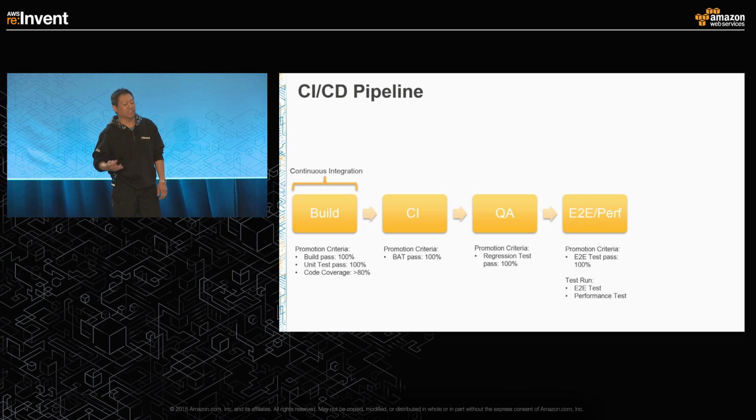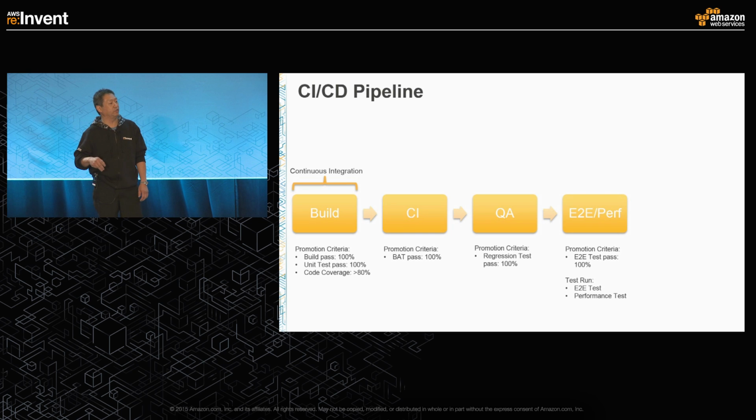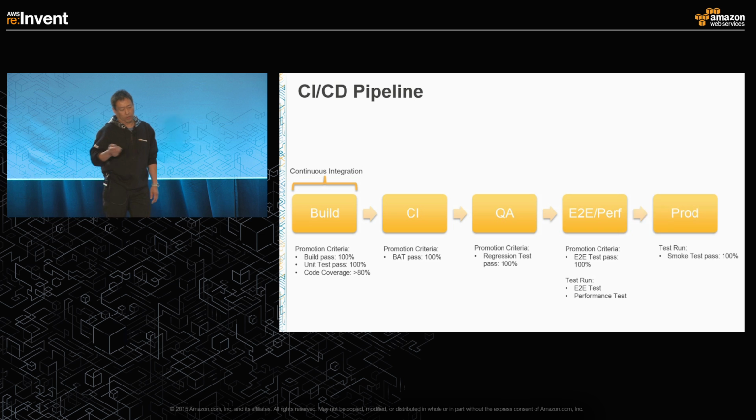When regression tests pass, we'll promote that to your E2E, or end-to-end, and your perf environment in parallel. We'll run your E2E tests or your partner certification tests in your E2E environment, and your perf or load tests in your perf environment. Our promotional criteria here is it just needs to pass E2E. So when that passes, we deploy that to production. Here we'll do a quick smoke test, and then we'll also do your web app scanning with WhiteHat.